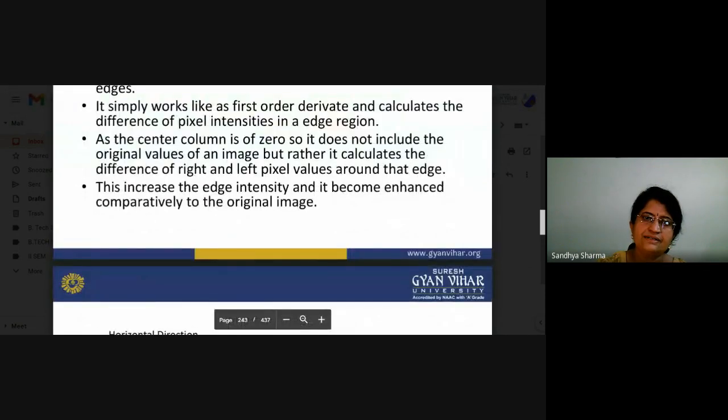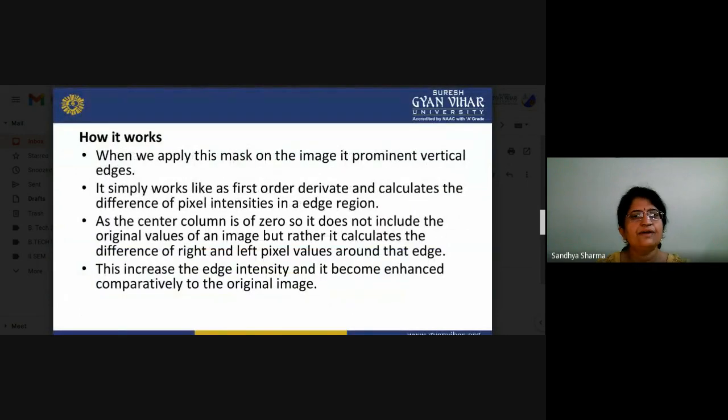Now we will again see how it will work. When we apply this mask on the image, it makes vertical edges prominent. It simply works like a first order derivative and calculates the difference of pixel intensity in an edge region. As the center column is 0, it doesn't include the original value of the image, but rather it calculates the difference of right and left pixel values around that edge. So this increases the edge intensity and it becomes enhanced comparatively to the original image.